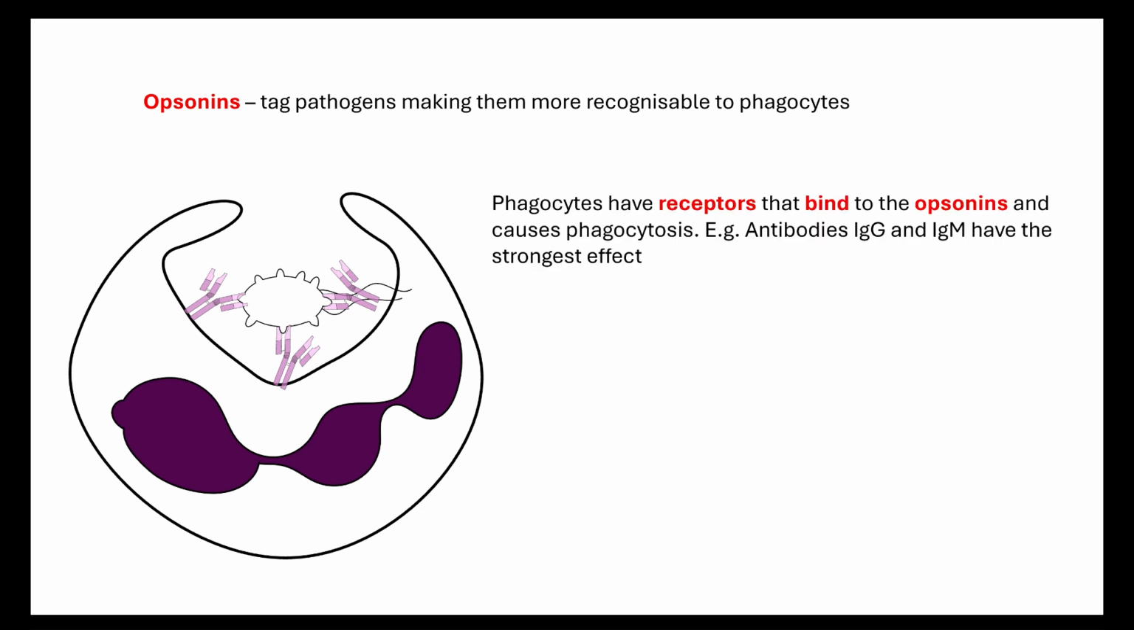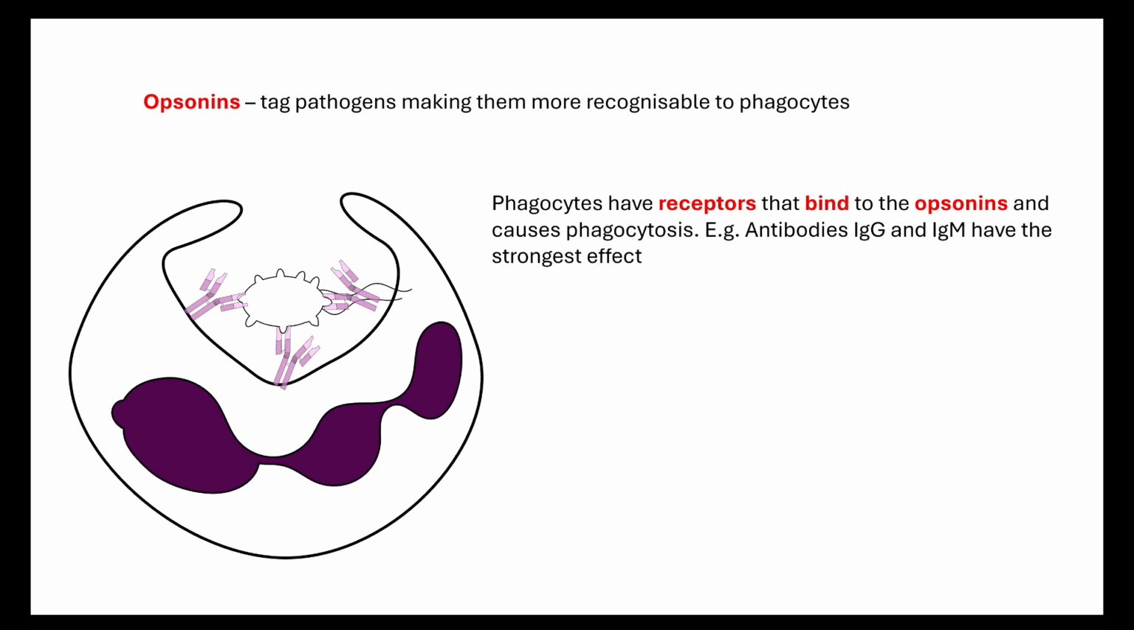So how are they recognizable to the phagocyte? Well, the phagocyte actually has receptors on their surface which will bind with the opsonins. And if it binds with the opsonins, it therefore is recognizing that phagocytosis needs to occur. So anytime an opsonin will bind to these receptors, the phagocyte will then start to engulf and digest.